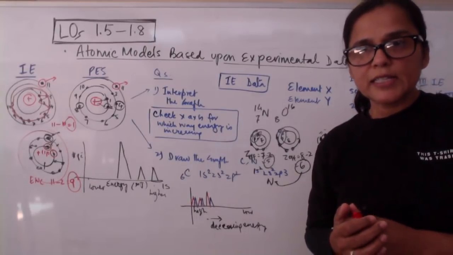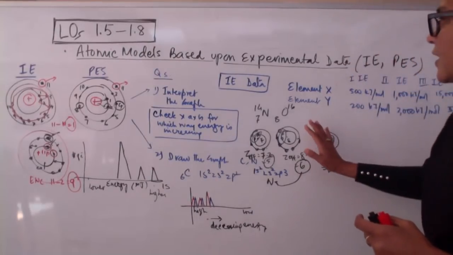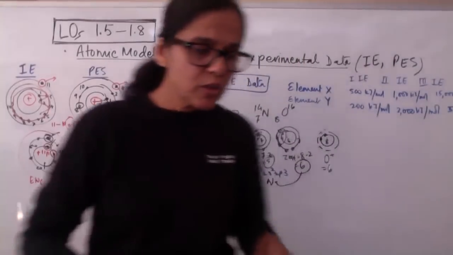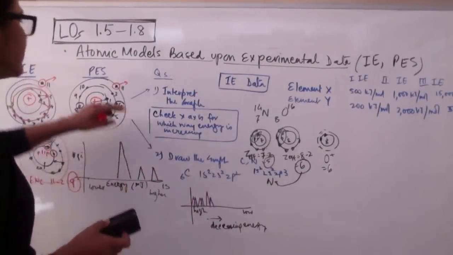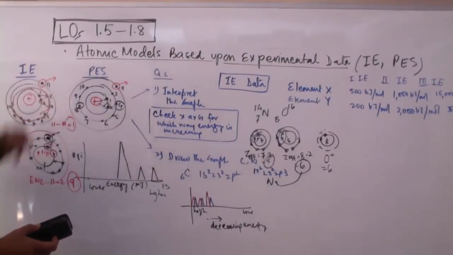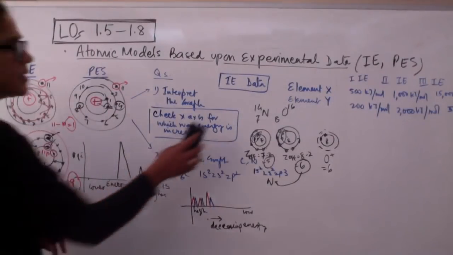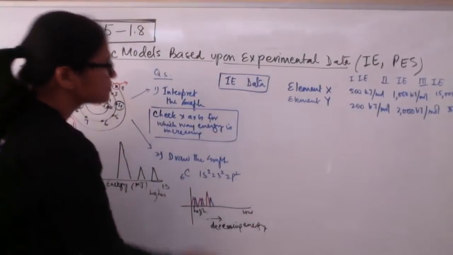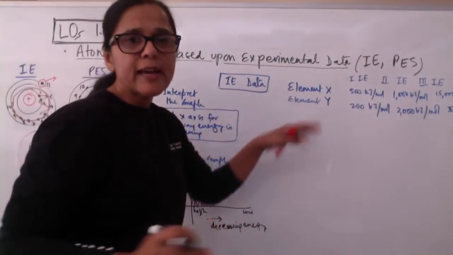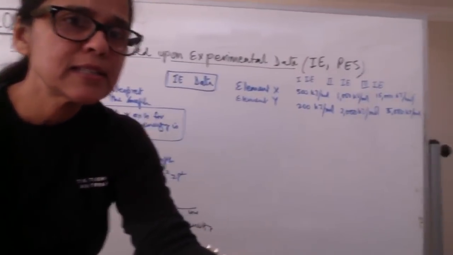All right, guys. So I'm going to move on to how you predict a model based upon ionization energy data. So far, we did it based upon photon emission spectroscopy data. If it is ionization energy data, you will get data somewhat like this.